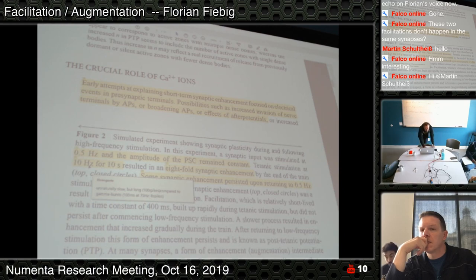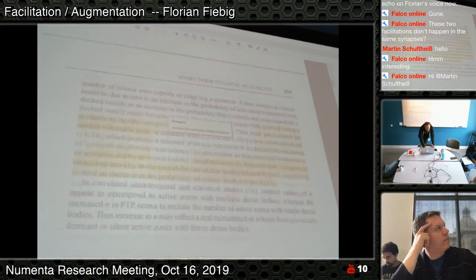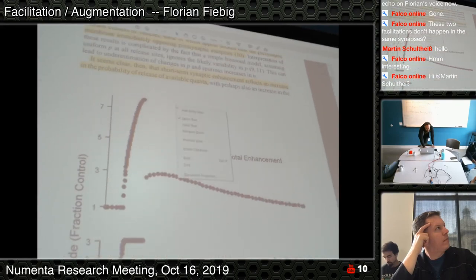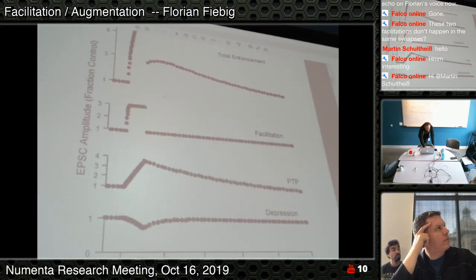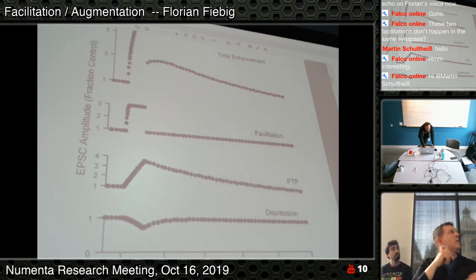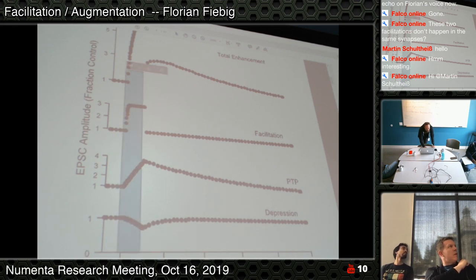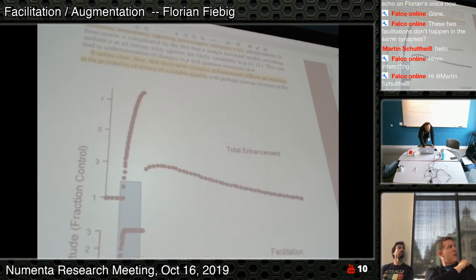If we do that, then we see the following. Over the course of those 10 seconds, keep in mind, 0 to 10 seconds, this is the stimulation window. This is the time during which we stimulate. We see that the postsynaptic potential goes up like 7, almost 8-fold. And then when we cease stimulating, it drops down, but it doesn't drop down to 1. There's some component that lasts.